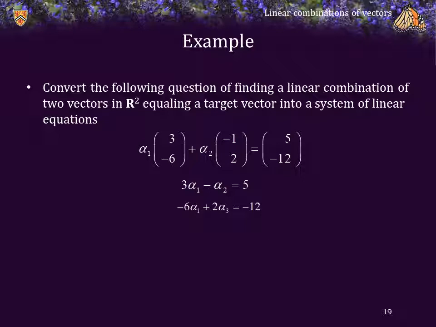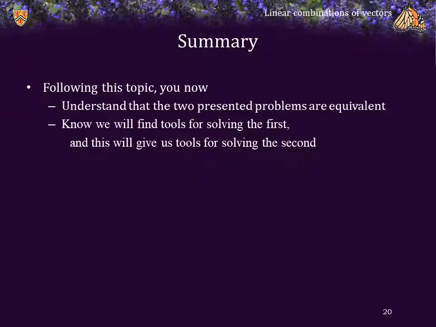Now, if the second entry of the target vector was negative 10, then yes, there would be a solution, and in fact, there would be infinitely many solutions. Following this topic, you now understand that the two presented problems are equivalent: finding a linear combination of n vectors in R to the m equaling a target vector, and solving a system of m linear equations in n unknowns. We will now be looking forward to solving tools for the first, and once we find those tools, we can also use them for solving the second.